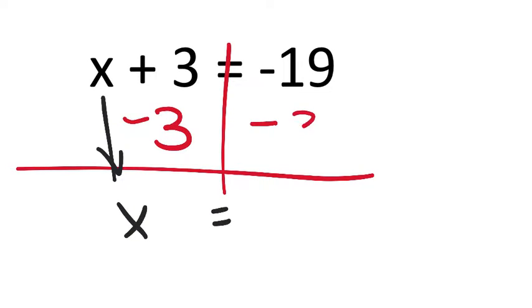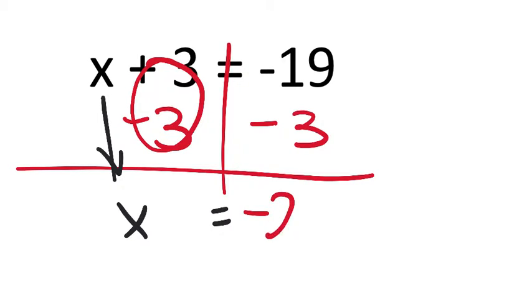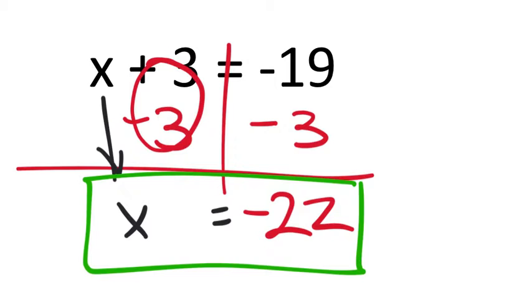But if you do it to one side, you got to do the other side. So that's going to zero that out just like we want. And negative 19 minus 3 is negative 22. Okay? And then, of course, we could check. You could say, well, negative 22 plus 3, does that equal negative 19? Put that in the calculator, and it will tell you that it is true. So that is the solution to this equation.